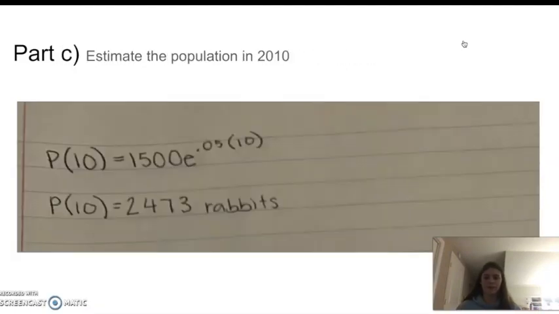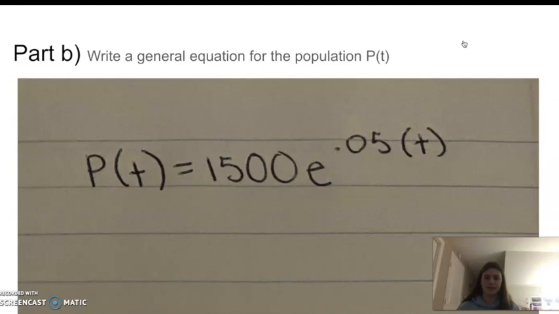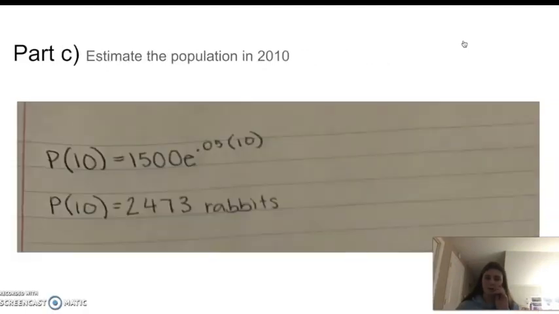So for part C, we want to estimate the population in 2010. So for our time, we'll plug in 10, and we'll use our equation from the last slide, which is this. So when we do that, we have P of 10 equals 1,500 times e to the 0.05 times 10. And we can plug that right side of the equation into our calculator, and we get P of 10 equals 2,473 rabbits. So in the year 2010, there will be 2,473 rabbits on the island.